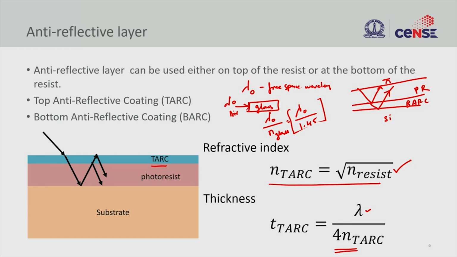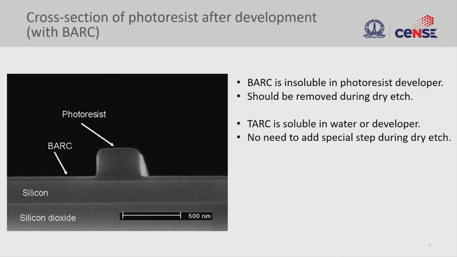So, if you can choose the right kind of refractive index and the right thickness, we should be able to arrest any reflection. So, this will act as an anti-reflective coating either on top or at the bottom. So, if we do the coating, right, and then we go through the illumination process, and then we can do the development, and this is what you will get.